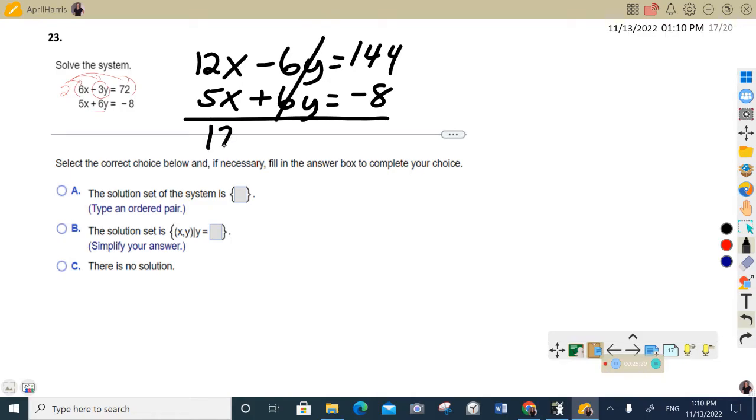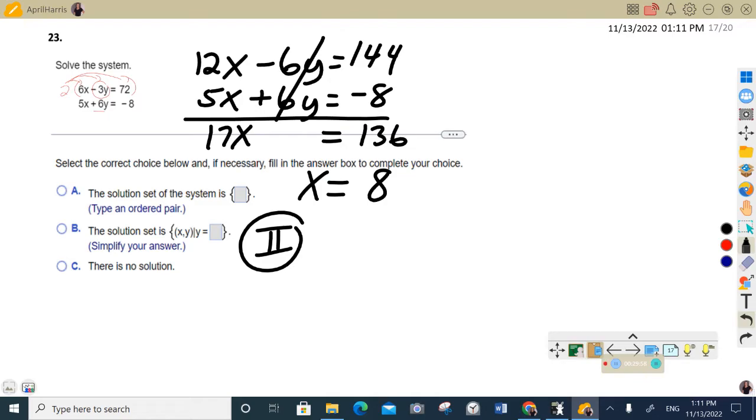I get 17x equals 136. And then I'm going to divide both sides by 17. So 136 divided by 17 is 8. So now that I know 8 is x, how do I find my y? You can use either one of your first equations. I'm going to use the second equation because everything's positive in there. We make less mistakes when we use positive numbers, it seems.